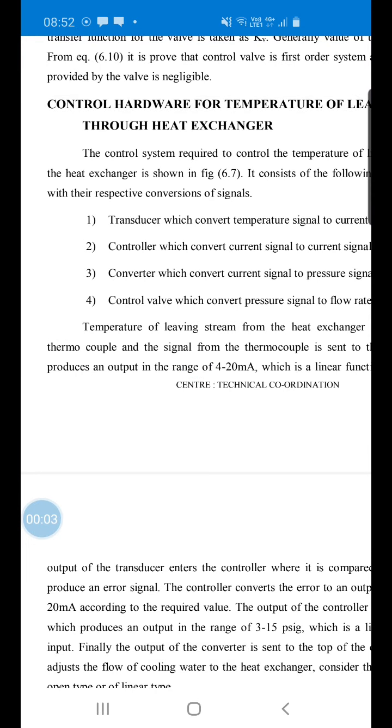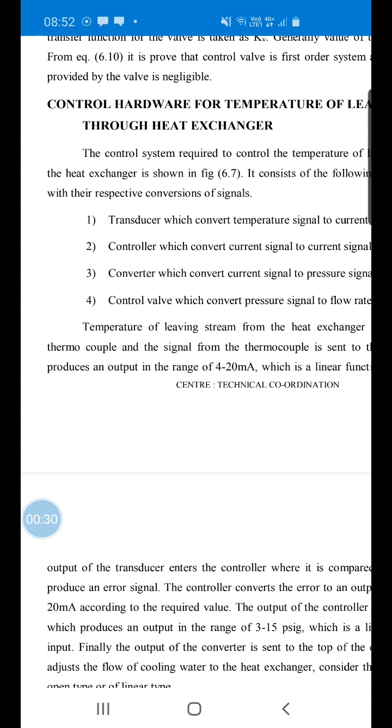Today we are going to discuss the control hardware for the temperature of a liquid stream through the heat exchanger. We already discussed various components of the control system. Today we are going to discuss a few more components of the control system, where we are going to introduce a transducer and converter.